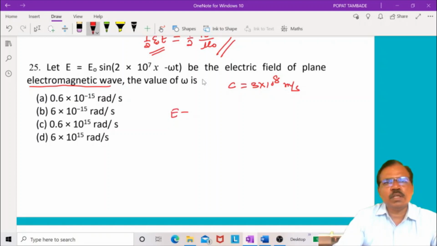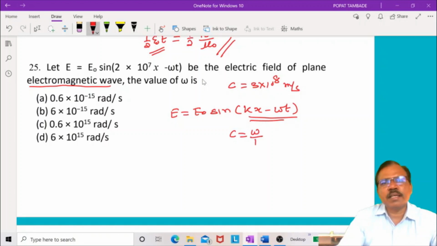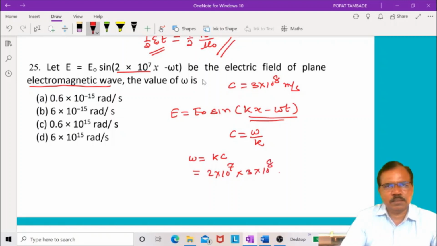So E is equal to E0 sine kx minus omega t. Wave is propagating along x-axis, and this is phase of the wave. So phase velocity c is equal to omega by k. So omega is equal to k into c. Now k is given, 2 into 10 raised to 7 per meter, into 3 into 10 raised to 8 meter per second.